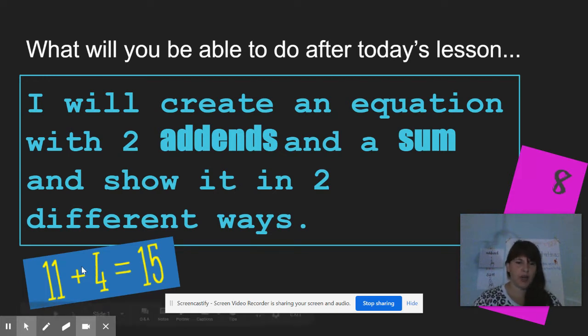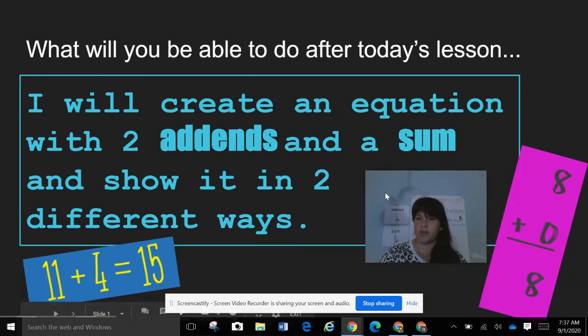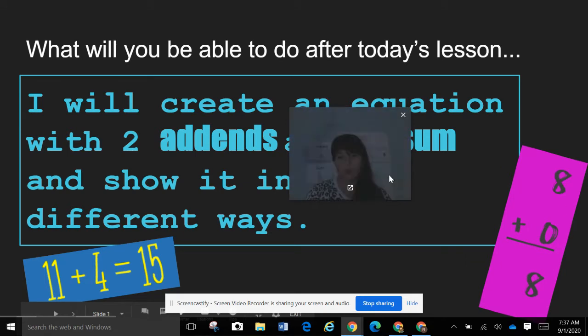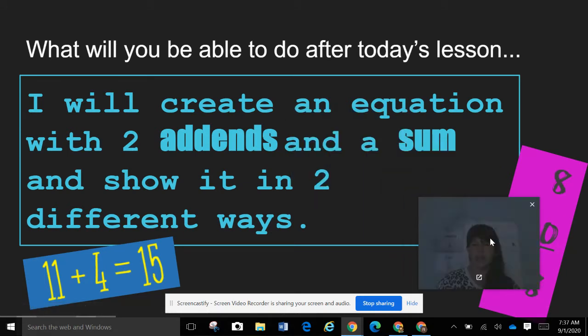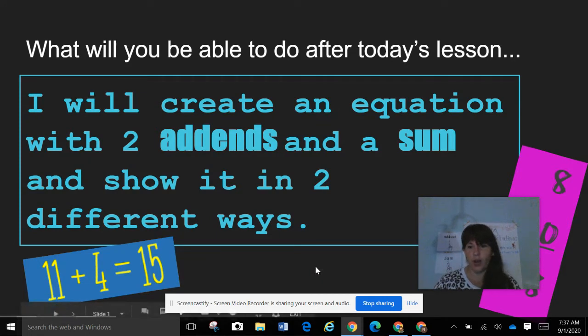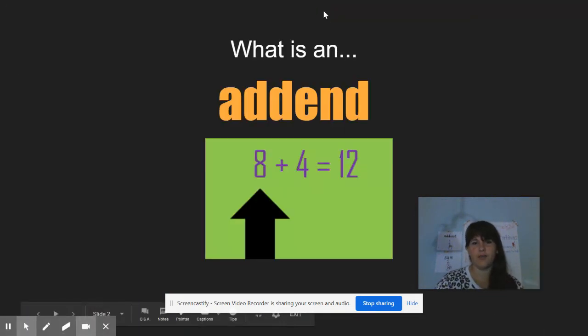So this example right here, 11 plus 4 equals 15, is a perfect example. 8 plus 0 equals 8 is a perfect example. And any of the ones that Miss Acton shows you in here, try to keep that answer low, or else you're going to have a lot of work on your hands. So you're going to create the equation, and then you're going to show it in a different way. But there's a trick to showing it in a different way that you're going to see in here.